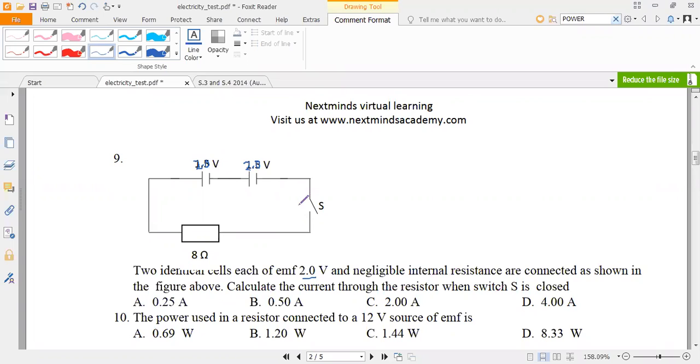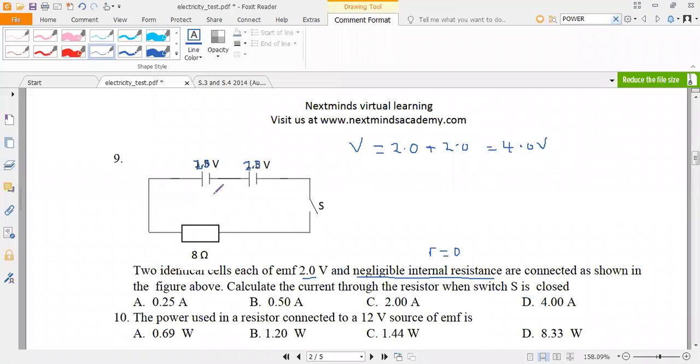So when you have two cells in series, we add up the individual EMF of each cell. So it is 2.0 plus 2.0, which is 4.0 volts. Since the cells have negligible internal resistance, it means that the internal resistance of each of them is 0, so the total internal resistance is 0. That means that in this circuit, we don't have any internal resistance.